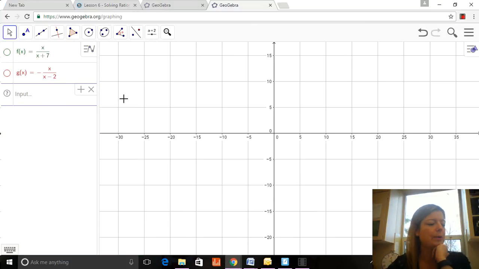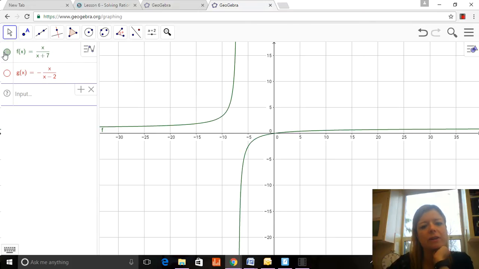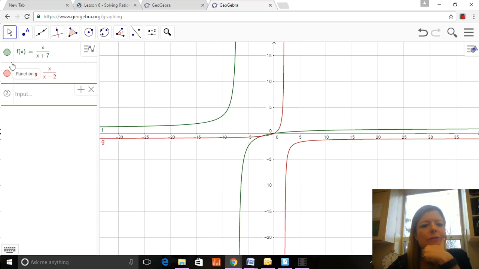The question is asking, when is this green function less than this red one? Notice the green function has a vertical asymptote at negative 7 and a horizontal asymptote at 1. The red one has a vertical asymptote at 2 and a horizontal asymptote at negative 1.